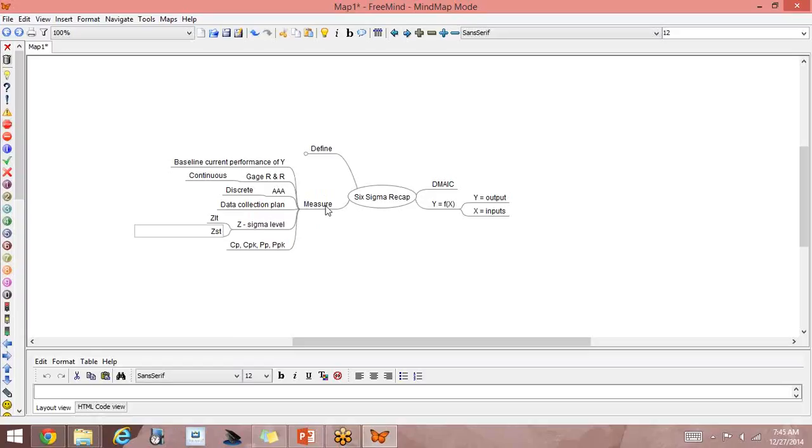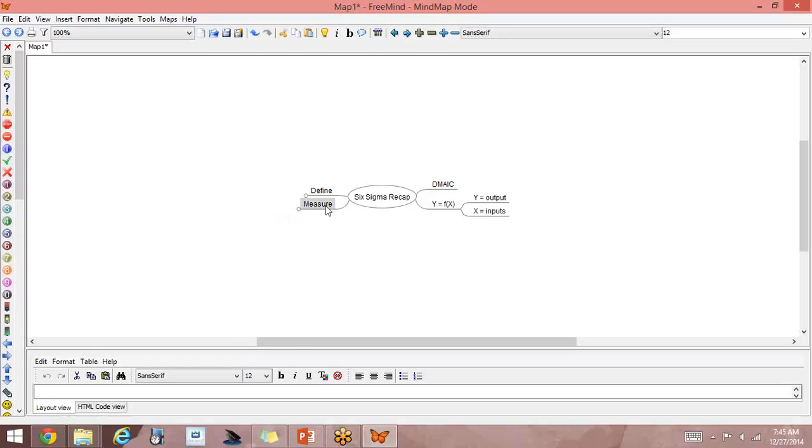So we baseline the current performance of Y. Remember, define and measure phase, both of these phases deal with Y. Right, then we moved on to the analyze phase. What did we do in the analyze phase?